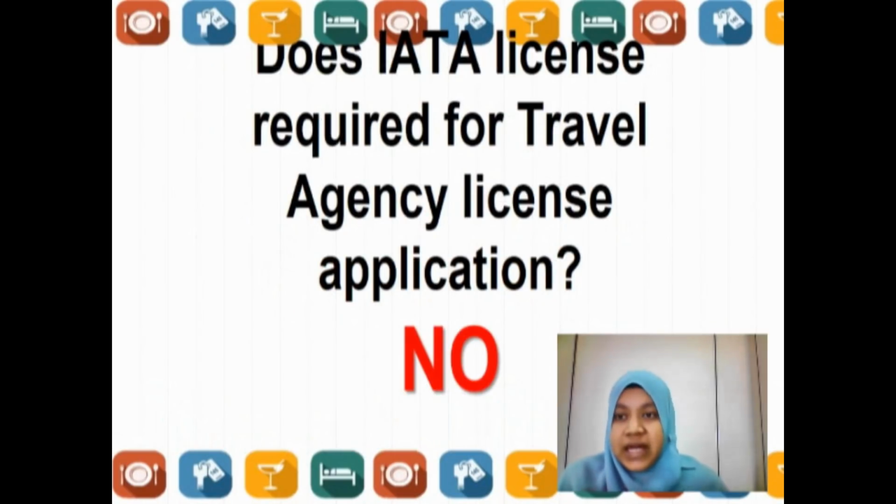Okay, a question: does an IATA license required for a travel agency license application? If we want to apply for a travel agency license, to open a travel agency in Malaysia, we are not required to have an IATA license. As I said earlier, this is an optional certification. If you have it, which is good.